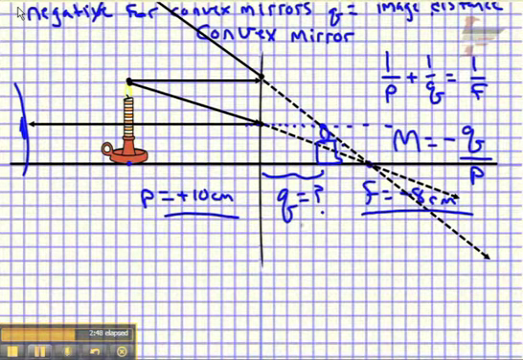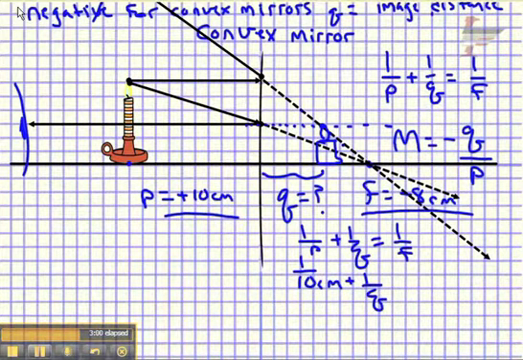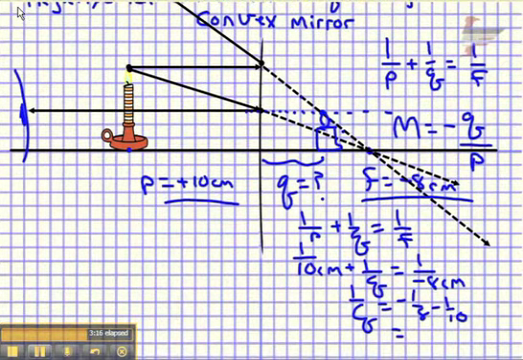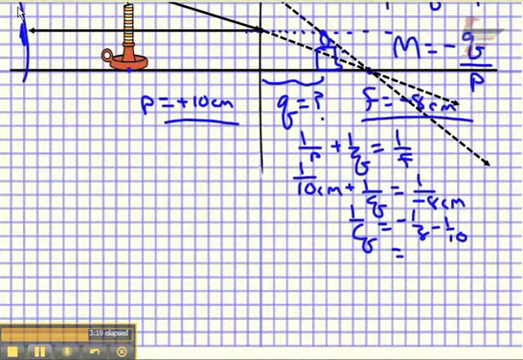So using our formula, we have 1 over P plus 1 over Q equals 1 over the focal length, and so we would have 1 over 10 centimeters plus 1 over Q equals 1 over -8. We use a negative because, again, it's a negative focal length for a convex mirror. This gives us 1 over Q is -1/8 minus 1/10. And if you work that out on your calculator, that comes out to -0.225. So inverting and solving for Q, we get -4.44 centimeters.